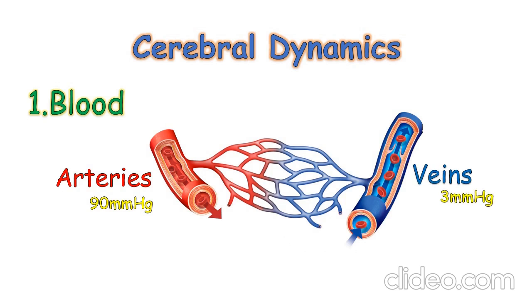Brain drains its blood to internal jugular veins. Pressure inside those veins is around 3 millimeters of mercury. Brain receives 750 milliliters of blood per minute. That's 15% of the cardiac output. Then let's move on to cerebrospinal fluid dynamics.